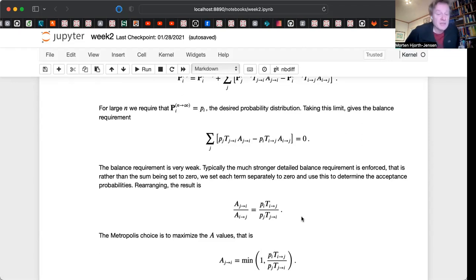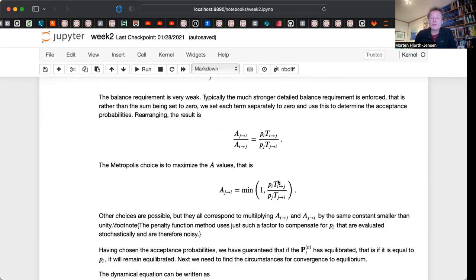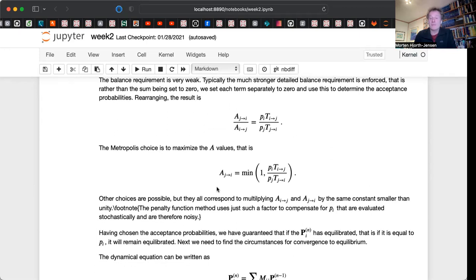Now, the Metropolis choice is actually to maximize this value of A, so that what you get is that you take the minimum of 1 and this p_i, p_j multiplied with these transition probabilities, which is a quantity which we normally can compute, or we have an algorithm for it. If we assume that the process is totally reversible, we could simply assume that T_ij is the same as T_ji, and then we would simply have the ratios between the probabilities. And that means that the acceptance probability is now given by this equation here.